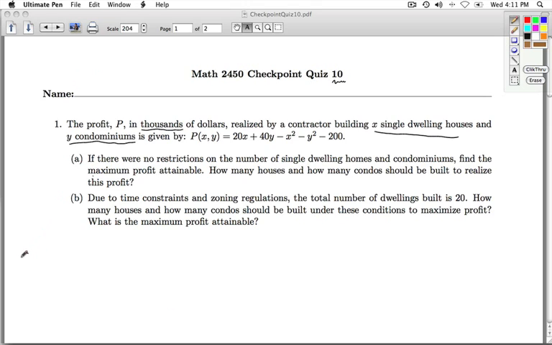So part A is a straight up optimization problem. We have our P of X, Y. So we can go looking for our critical points. So we're going to find Px and Py. So Px is the partial derivative with respect to x. That's 20 minus 2x. Py is the partial derivative with respect to y.